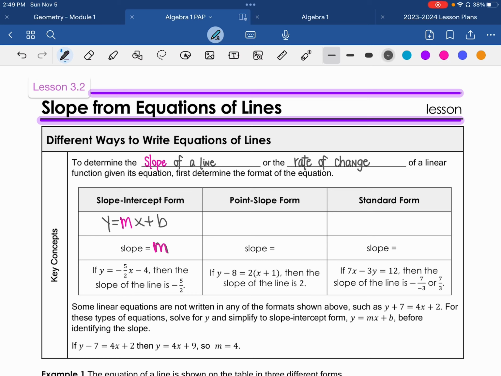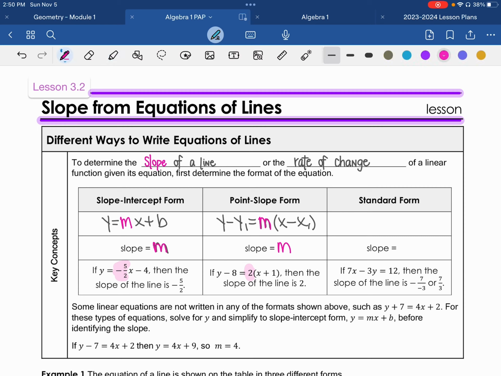We can also have the point-slope form, which is y minus y1 equals m times the quantity x minus x1. Once again, my slope is the variable m, which you see right here in front of the parentheses. If we look at the two examples down below, we can see that the slope of this equation is negative 5 over 2, and that the slope of this equation is 2, because they are in the m position.